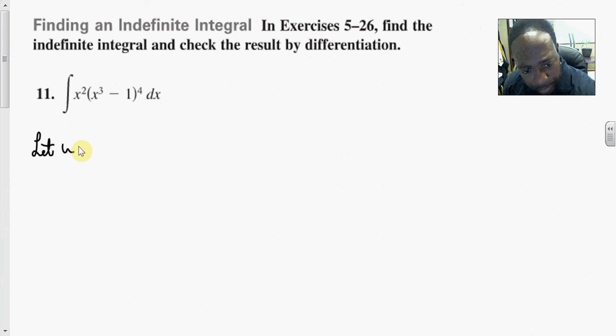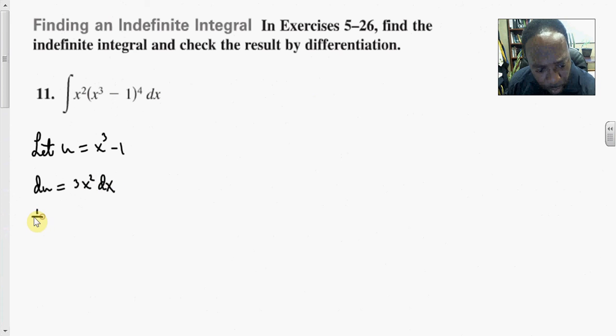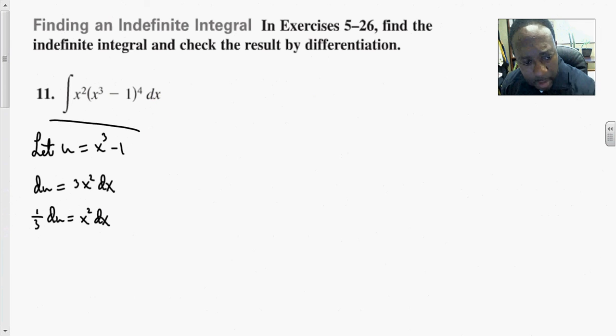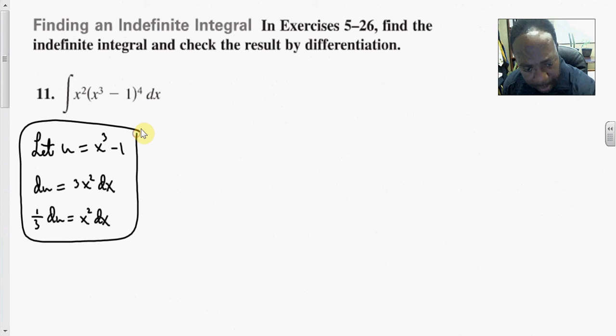Let u equal x to the 3rd minus 1. Then du is 3x squared dx. So that is, 1/3 du will represent for us x squared dx. That's also in the integrand. So I took my sins and put them in a bag. Then he closed up the bag. So now think about it, x squared dx is represented by 1/3 du.